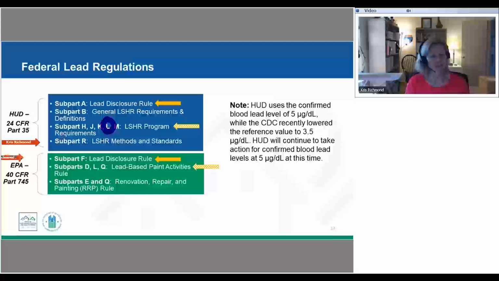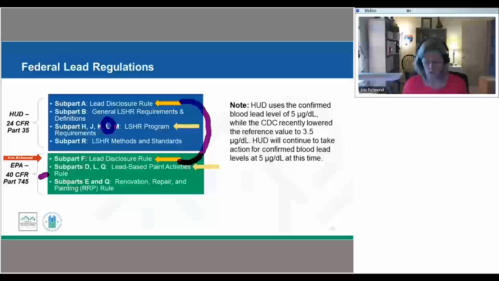And then below here, as I mentioned, the EPA regulations, we have Subpart F, which is exactly the same as HUD's Subpart A. And then we have D, L, and Q. This is our lead-based paint activities rule. So this is what are the standards for performing lead abatement, risk assessments, inspections, who can do those. And then lastly, we have subparts E and Q. This is the renovation, repair, and painting rule. So the RRP really minimizes exposure to dust, and it emphasizes safe work practices.